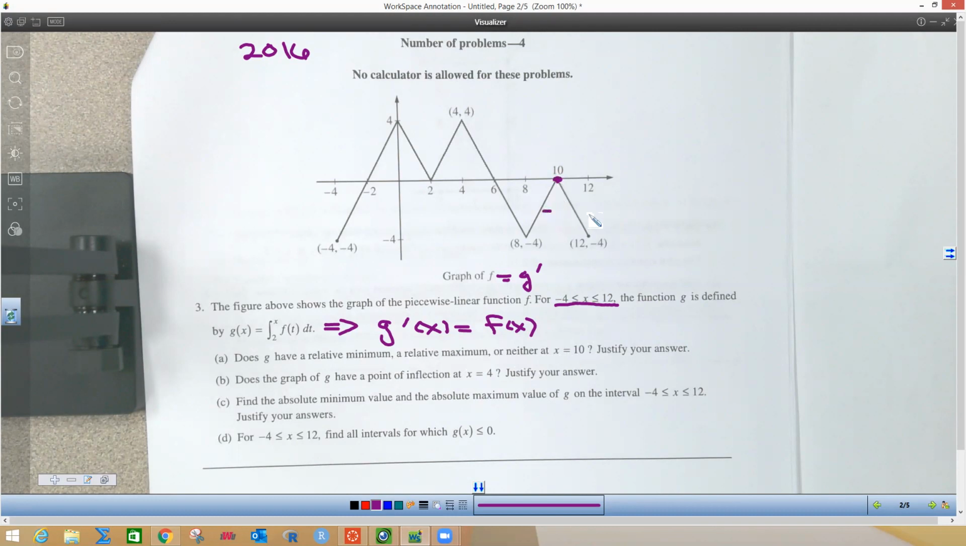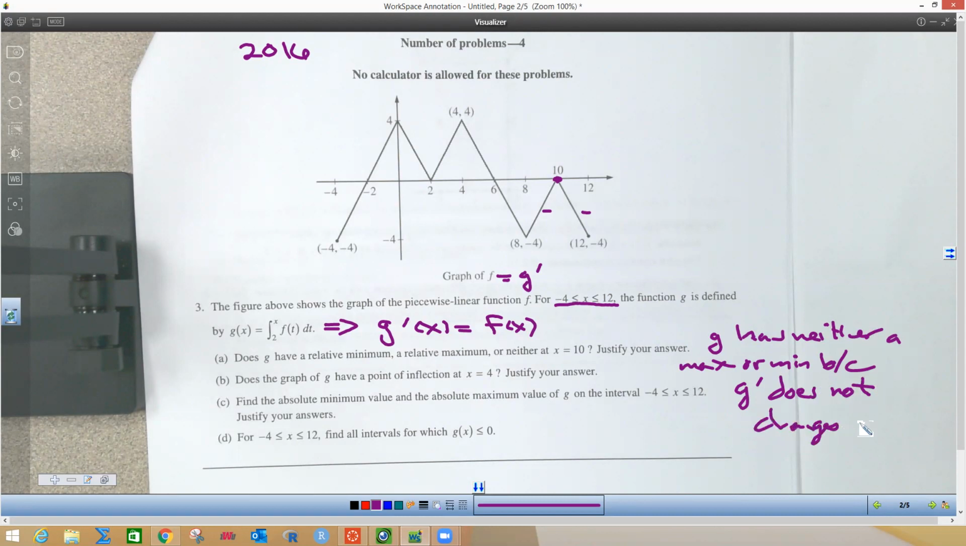On this side G prime is negative, and on this side G prime is negative. So the answer to this would be: G has neither a max nor a min because G prime does not change sign at x equals 10. Okay, so that problem right there is going to be 1 point.